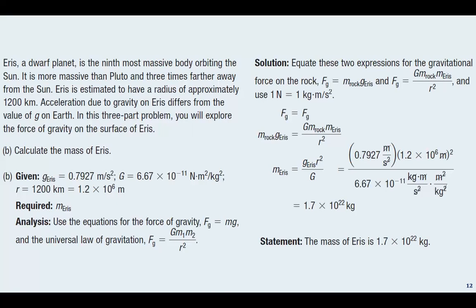So putting all the values in, we have the mass of Eris is approximately 1.7 times 10 to the power of 22 kilograms. Okay, any questions?